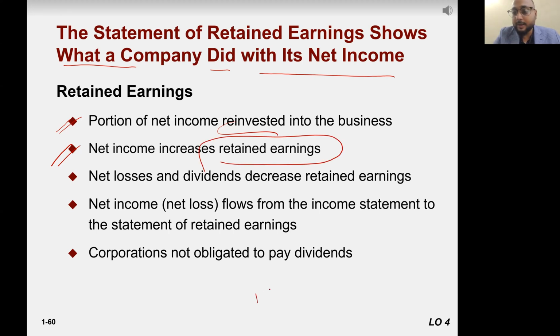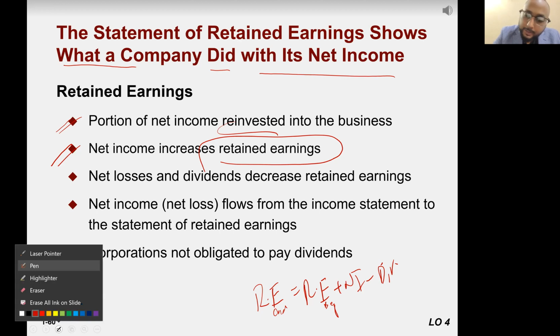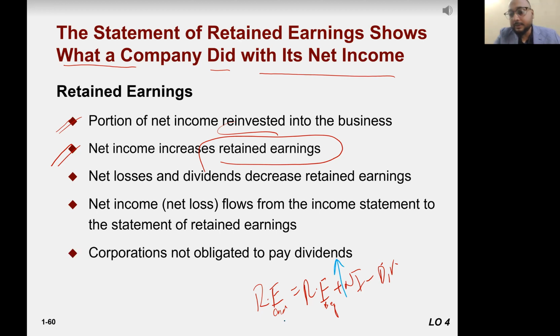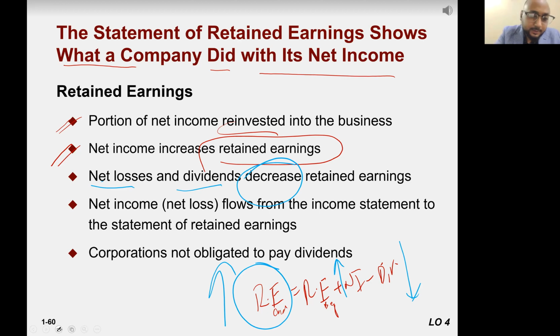What is the formula for retained earning at the end? Equal to retained earning beginning plus net income minus dividend. So if the net income rises, it means retained earning at the end also increases. If you distribute more, right, the net losses or dividend decreases the retained earning. So if dividend is decreased, retained earning also decreases, because this is a minus sign here, right?